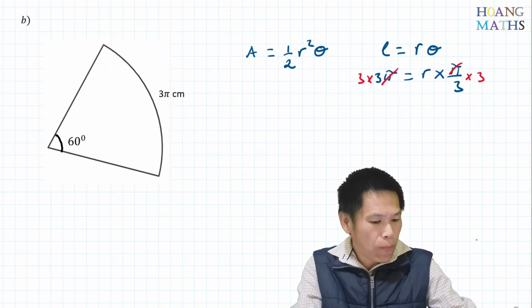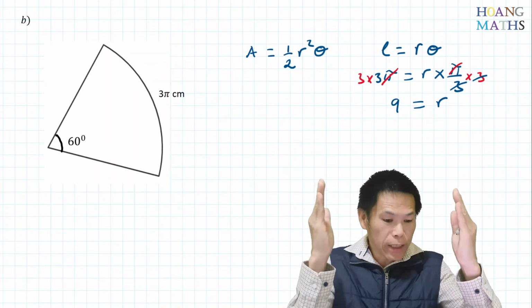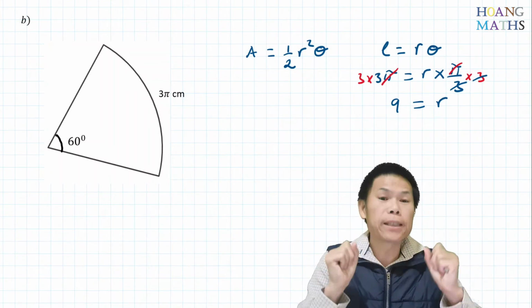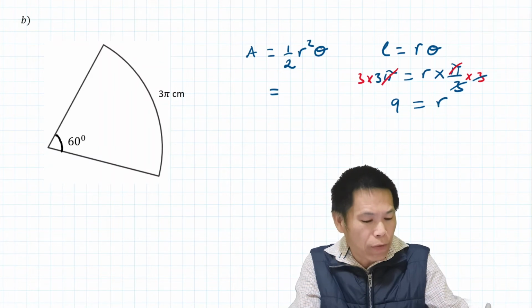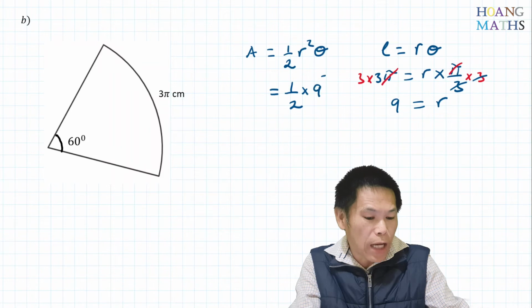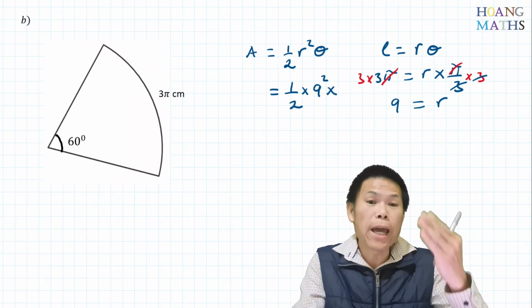So therefore, 9 is equal to r, these 3 cancel out. So therefore, the radius is equal to 9 centimeters. Now I just substitute that into the area formula. So half times the radius squared, which is 9 squared, and we times by the angle theta.